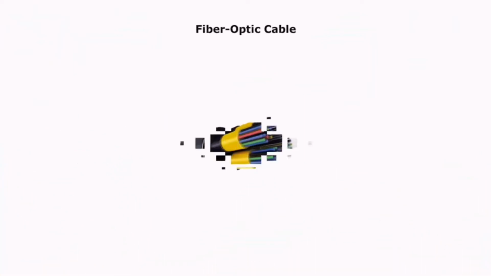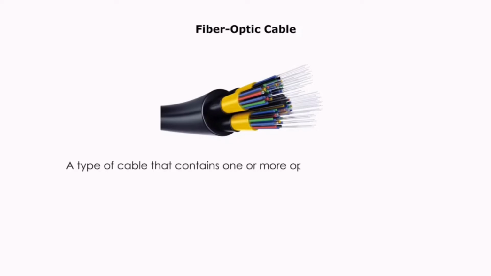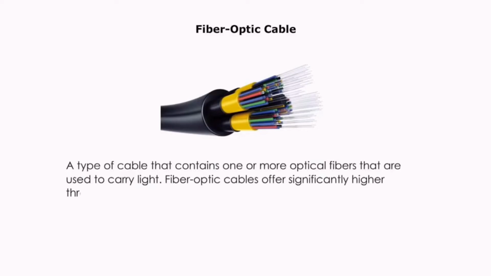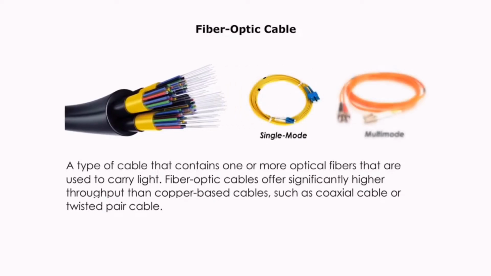What is fiber optic? Fiber optic cable, or optic fiber cable, or simply fiber cable, is a type of cable that contains one or more optical fibers that are used to carry light. Fiber optic cables offer significantly higher throughput than copper-based cables such as coaxial cable or twisted pair cable. Optical fiber may be single-mode or multi-mode.